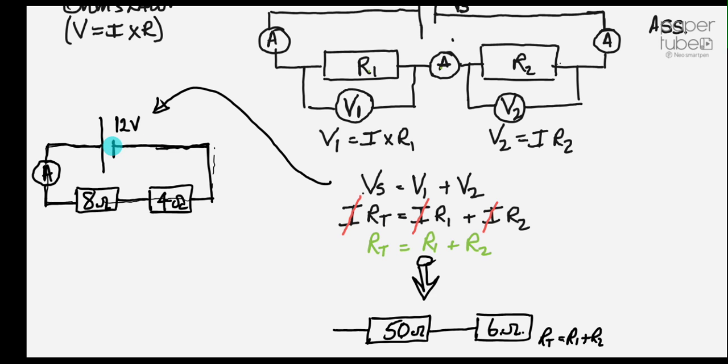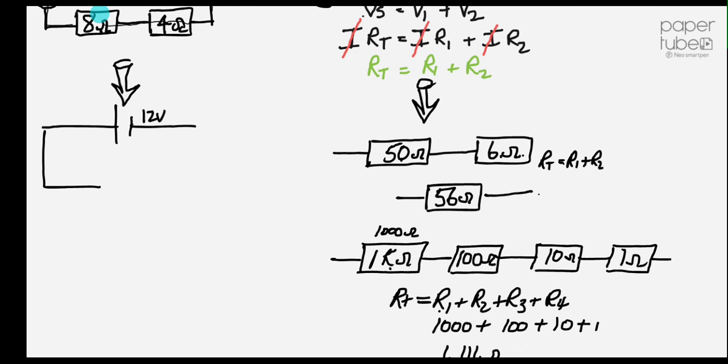So what can I scrap that with? I could scrap that and redraw this. That's 8 and 4 is 12. So I could have this. This is the same thing. There's my 12 volt supply. And I can scrap these two for one 12 ohm resistor. Fair enough?